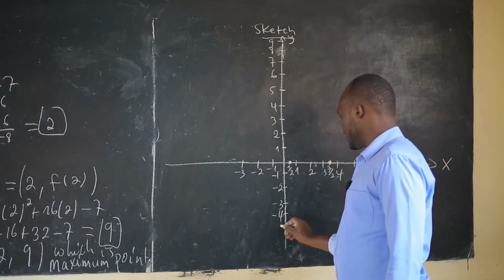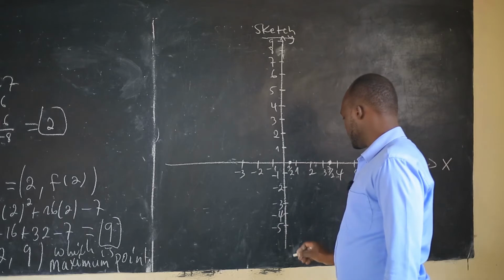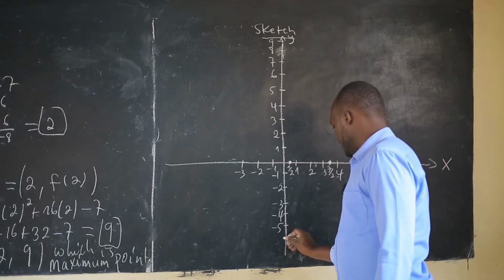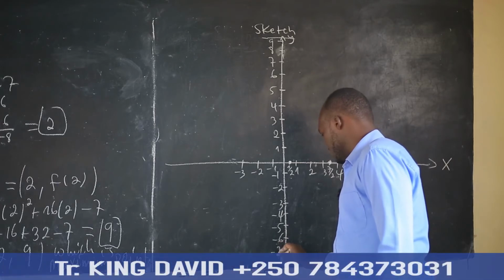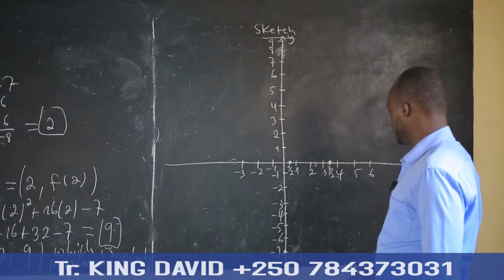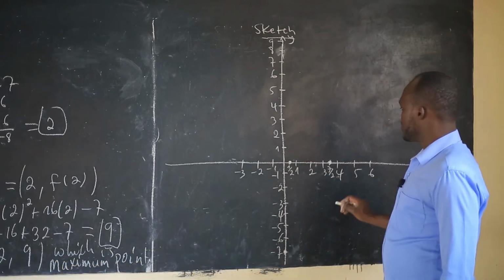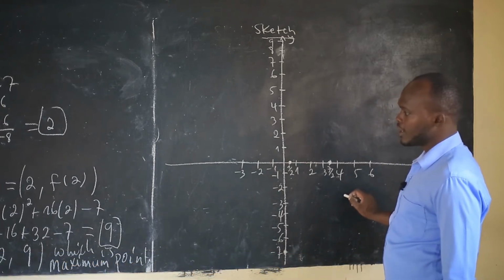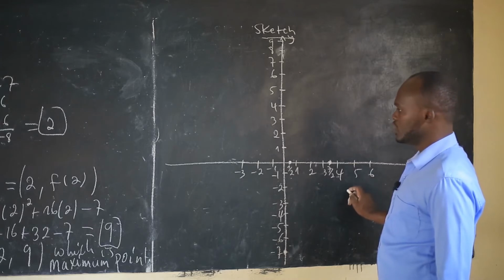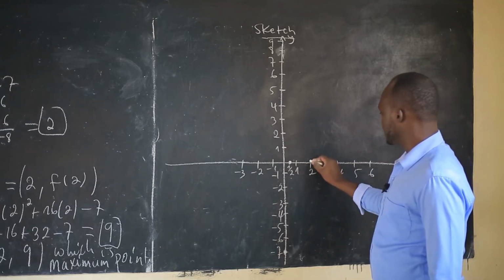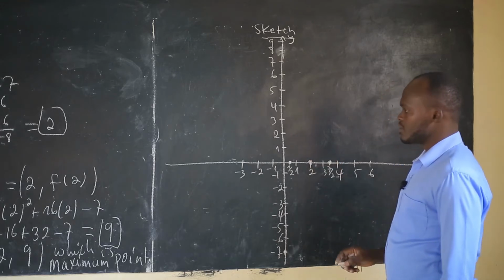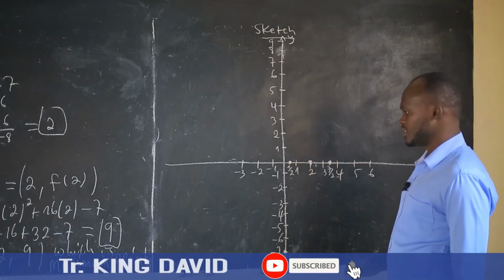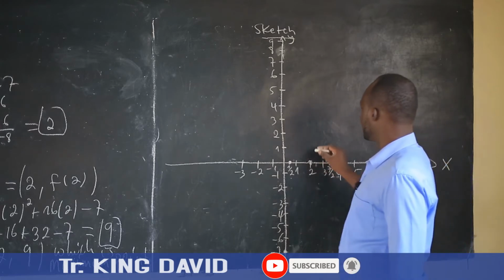This is negative 5. This is negative 6. This is negative 7. So (0, negative 7) is here. So what else? We have x-intercept 2. X equal to 2 is here. So we have the vertex. The vertex is (2, 9).